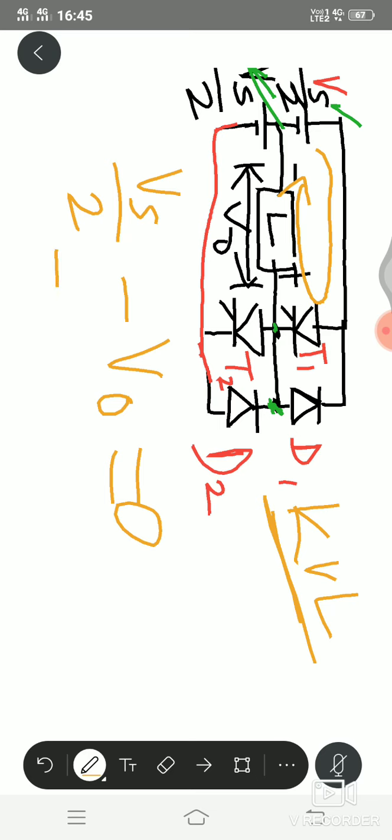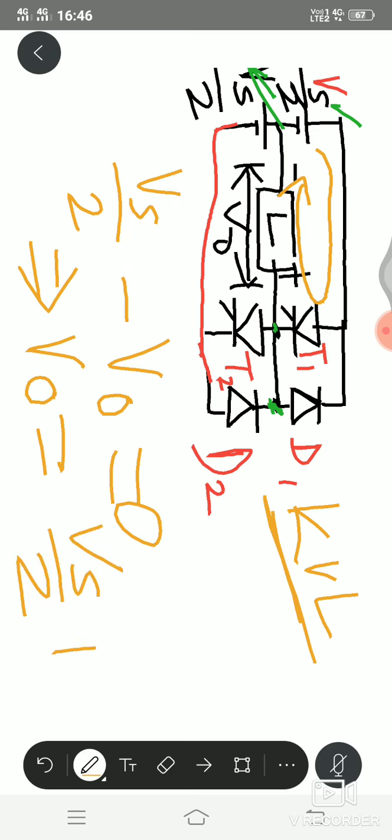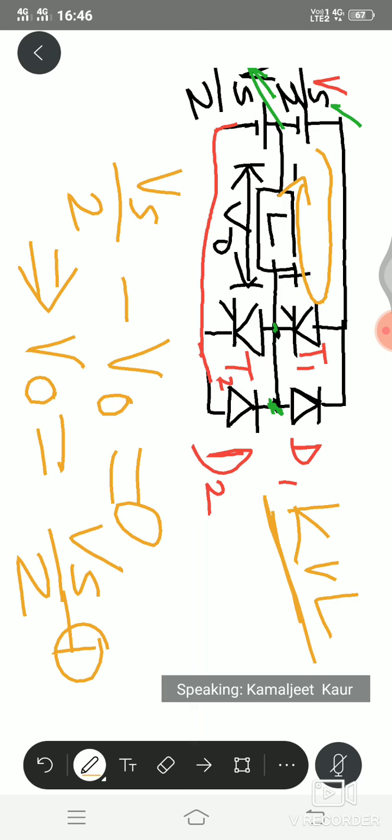So what will be V naught now? V naught will be equal to Vs by 2. Make it equation 1. Understood? KVL. I'll draw the waveform later on. First you try these things because the circuit diagram is available with us. Otherwise, I'll have to rub the circuit diagram, and then you won't be able to understand. So during the time when T1 is fired, V naught is equal to Vs by 2, and it is positive. Understood, all of you?